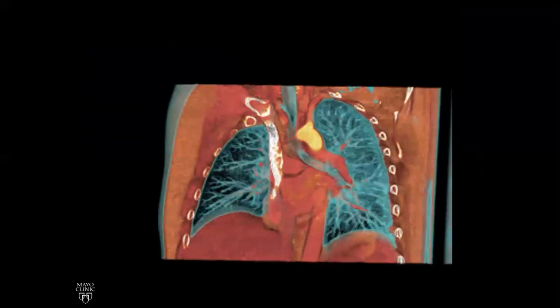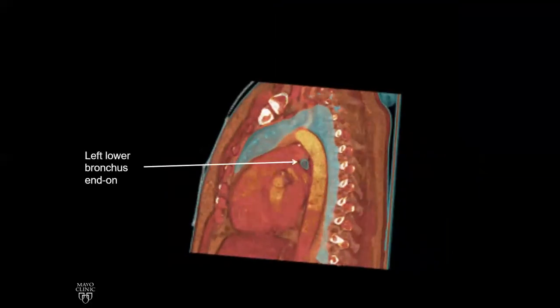Okay, we're going to rotate this CT scan around to the lateral. And you can see right there, this is the left lower lobe bronchus end on in this patient.